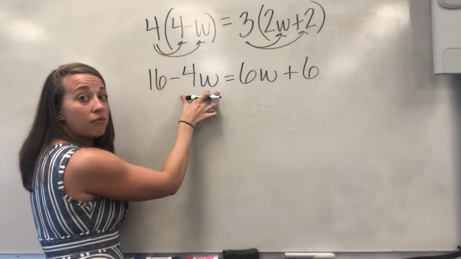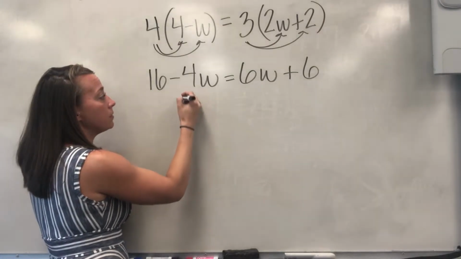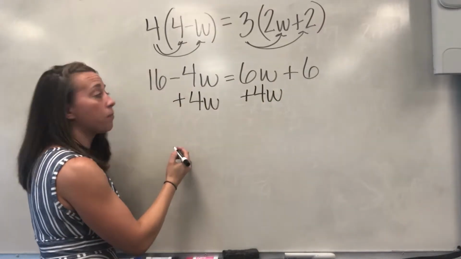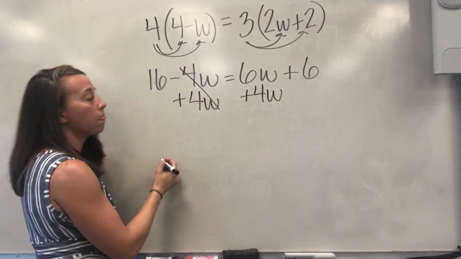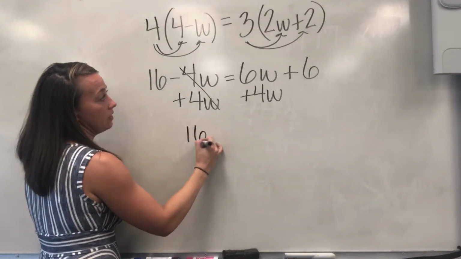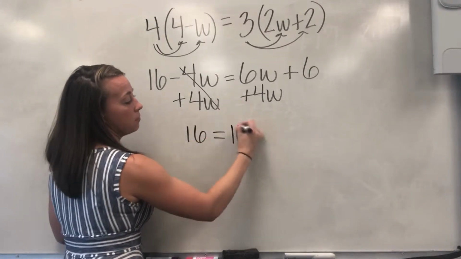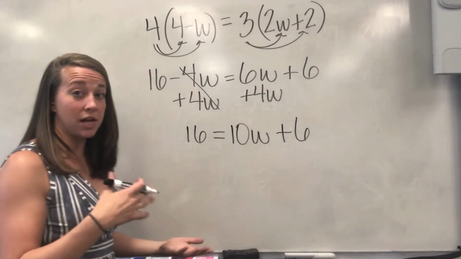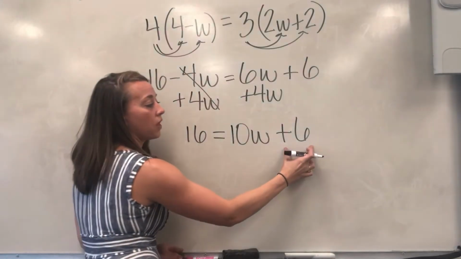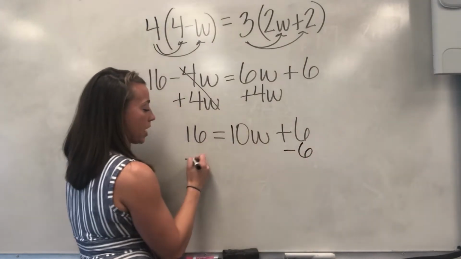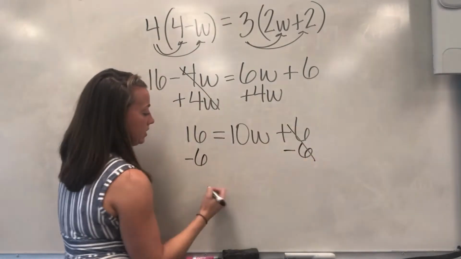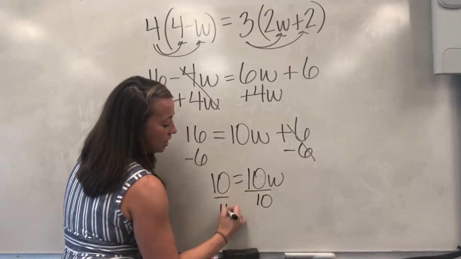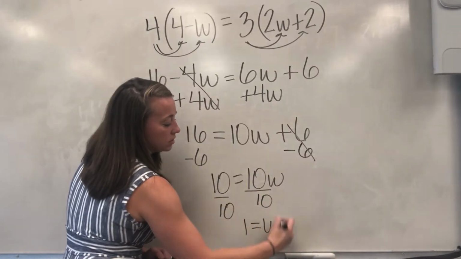So I'm going to look at my negative 4W and I'm going to do the opposite. The opposite would be adding 4W. And I'm going to do it to both sides. The point of that is so that it'll cancel here. This leaves me with 16 equals 6W plus 4W, which is 10W plus 6. Okay, so now my job is to get that variable by itself, and this plus 6 is in the way. So we'll subtract it, and we get 10 equals 10W. So we divide out our 10, and 1 equals W.